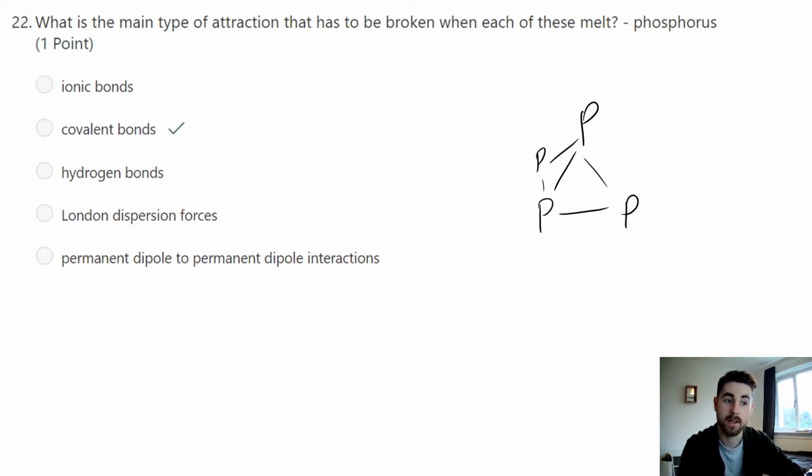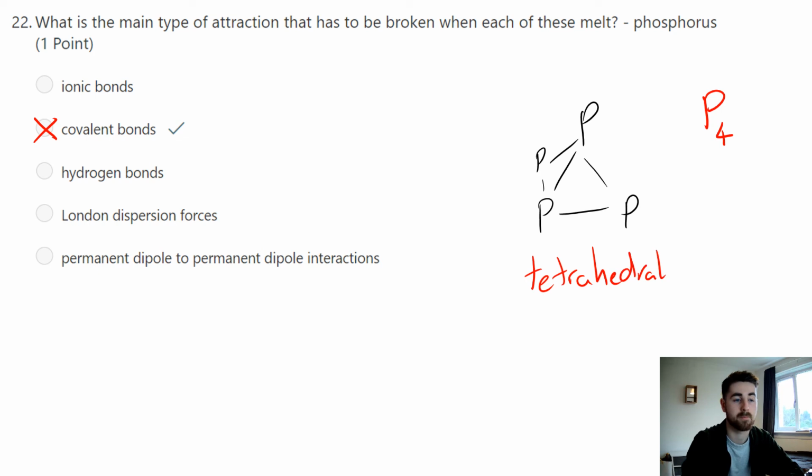There's actually another wee error in this question here in the marking scheme. It says the answer is covalent bonds, whereas that is not the correct answer. Phosphorus is a covalent molecule. It's formed between 4 phosphorus atoms. It forms this tetrahedral arrangement, this 3D structure.